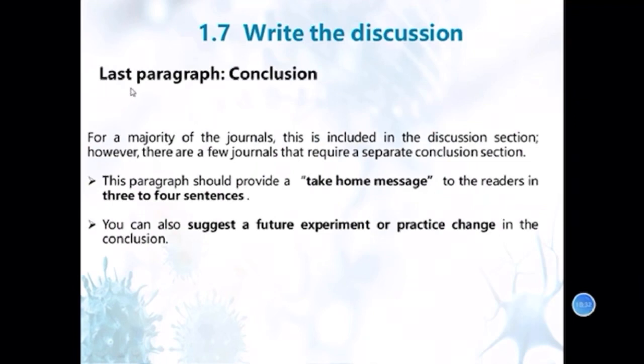For the discussion part, the last paragraph should be the conclusion. For the majority of journals, this is included in the discussion section. However, there are a few journals that require a separate conclusion section. Anyway, you do the same thing. In the conclusion paragraph, you should provide a take-home message to the reader in 3 to 4 sentences. You can also suggest a future experiment or practice change in the conclusion.